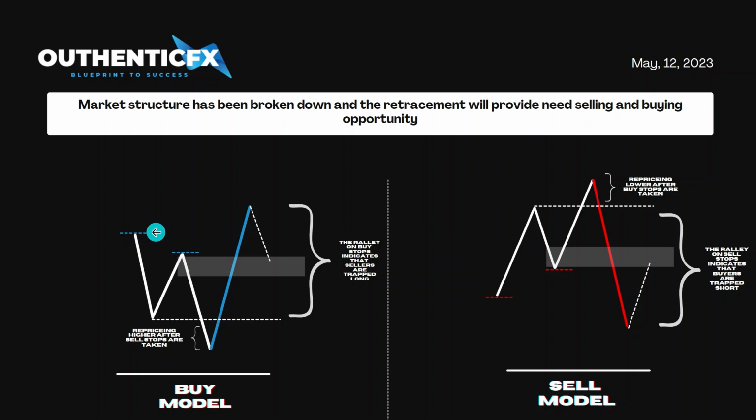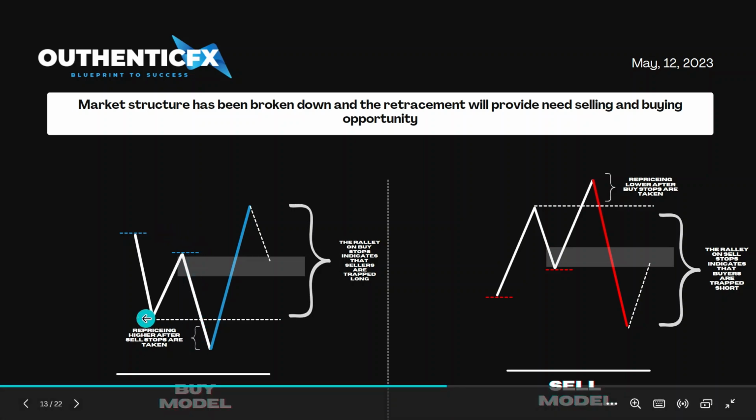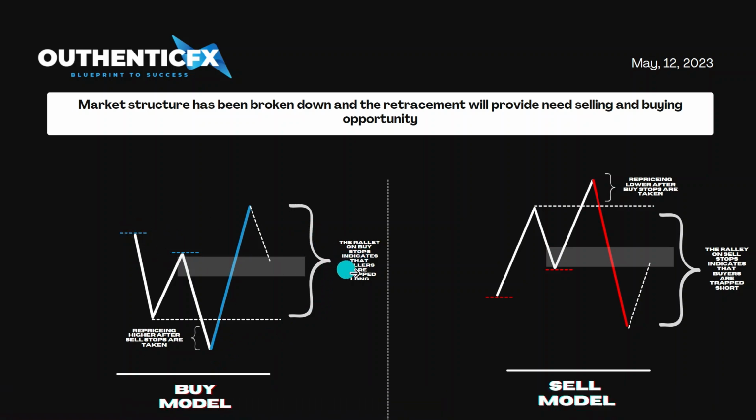So as you can see, we've got old highs or buy stops resting. We've taken out the old low, right? And now we can say that, okay, cool. Price is repricing higher after sell stops are taken out. So this move to the downside is taking out sell stops to the left, right? We can clearly see that now after we reprice to the upside, now from targeting sell stops, the rally on buy stops occurs, right? Indicates that sellers are trapped long.